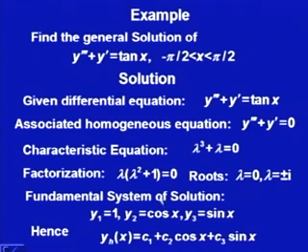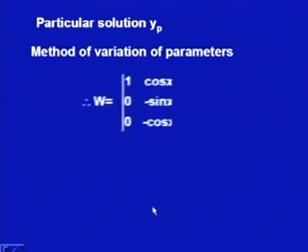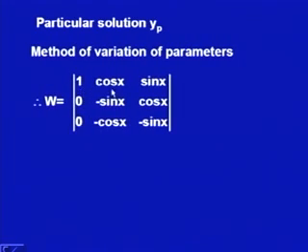Now, for finding yp, we would use the method of variation of parameters. For that, we require the Wronskian of these three solutions and the different Wronskians. So, for the particular solution yp, the Wronskian of the three solutions 1, cosine x and sin x, with derivatives 0, minus sin x, cosine x, and then 0, minus cosine x, minus sin x. This determinant, if I solve, I would get sin square x plus cos square x, which is equal to 1.